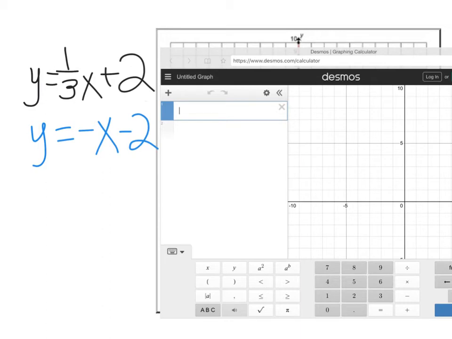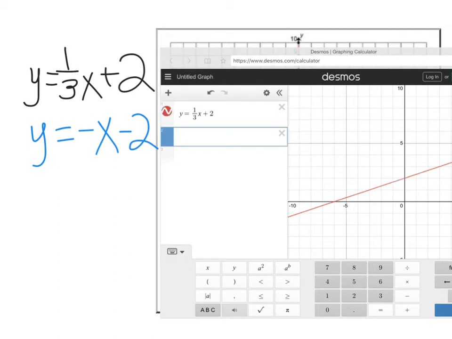So if I type this in, and look, to type that fraction. Hang on, why is this not typing? Oh, because I'm touching the wrong thing, just kidding. y equals, to type the fraction, you just do 1 divided by 3. And then make sure you scooch out beside it before you put the x. The x does not need to be on the bottom. It needs to be beside the 1/3. So 1/3 x plus 2. And then my second one is y equals negative x minus 2.